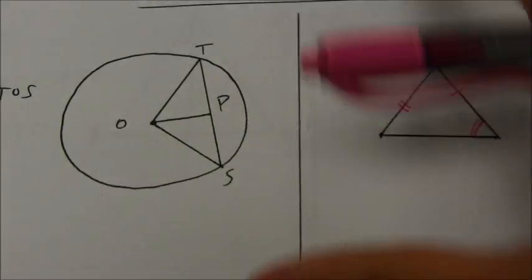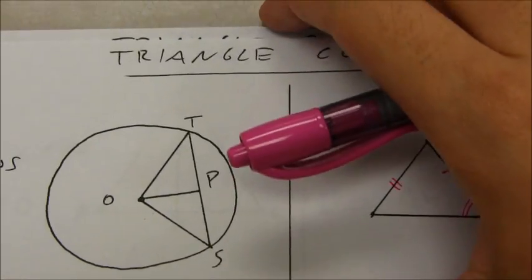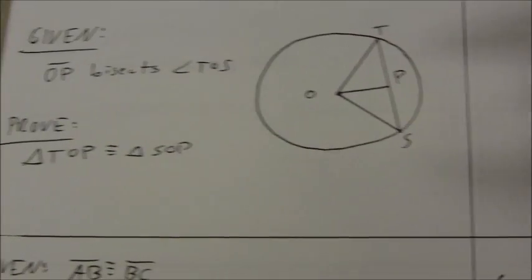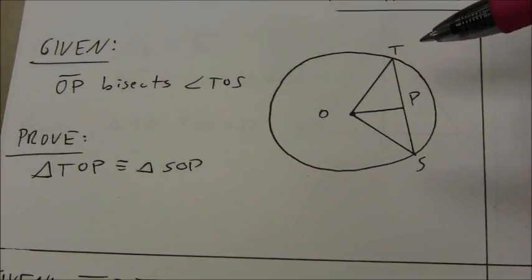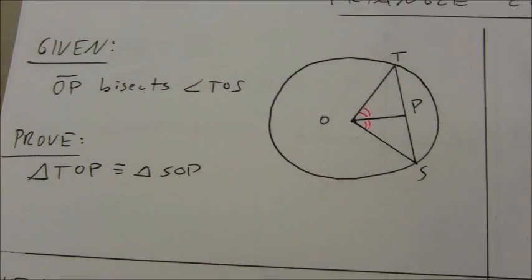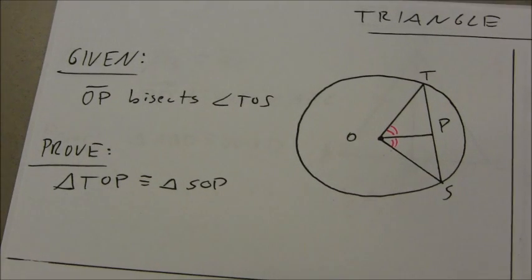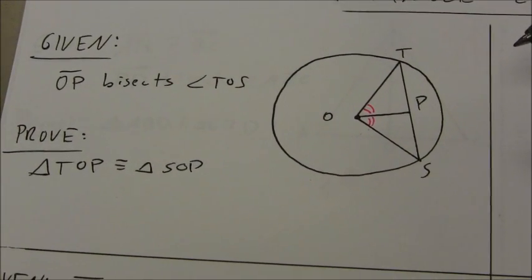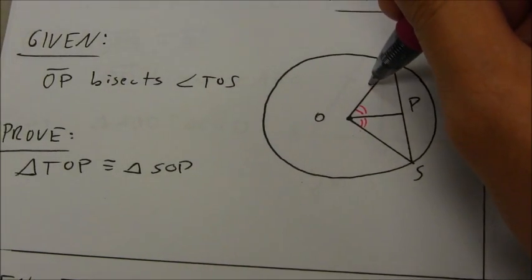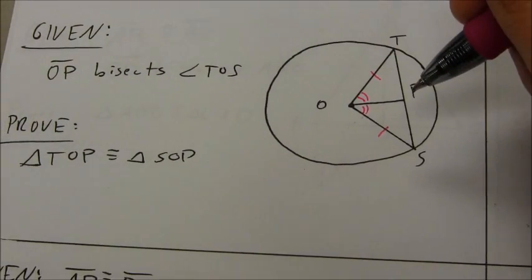Now I'm going to move on to another set of examples. And you can see here, I have an example problem with the circle. First of all, I'm told that angle TOS is bisected, which of course is going to give me two congruent angles. In addition, notice that this is in a circle. We know that in a circle, all radii are congruent. So TO is going to be congruent to OS.